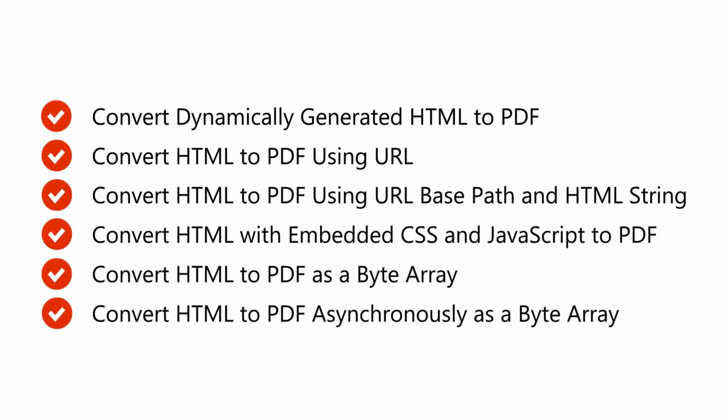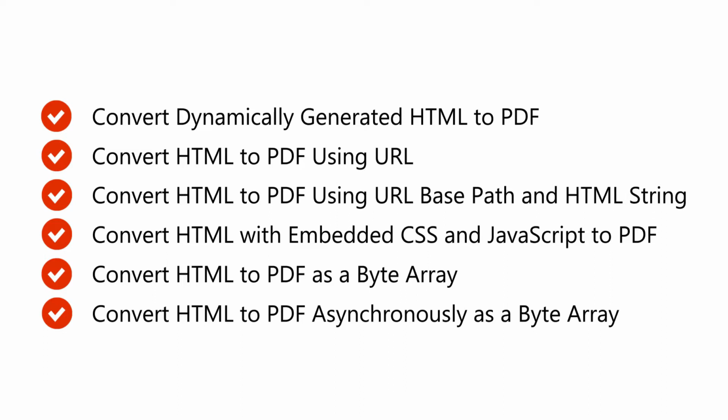First, we convert a dynamically generated HTML to a PDF document. Next, we convert HTML to PDF using HTML content from a URL. Then we take our example one step further by combining an HTML string with a URL base path.